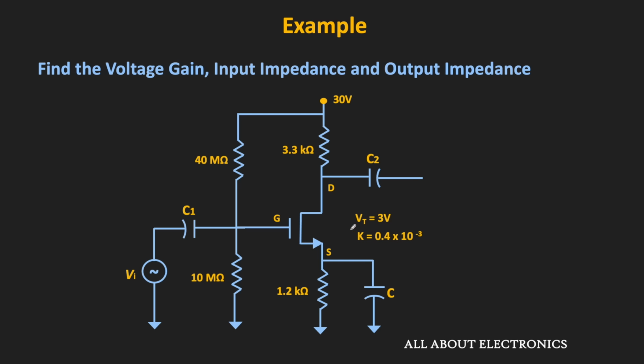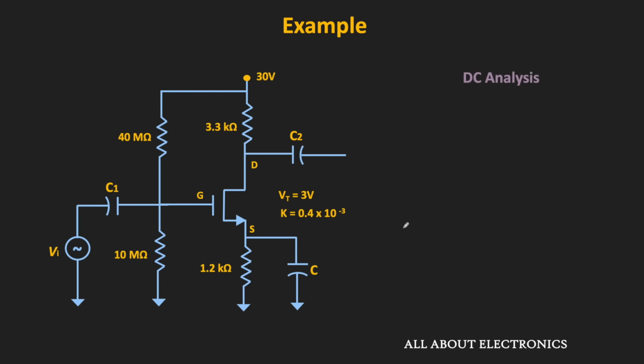And here, we have also been given the threshold voltage as well as the device constant for the MOSFET. So for the small signal analysis, we need the value of the transconductance. To find the value of the transconductance gm, first of all let us do the DC analysis. For the DC analysis, all the coupling and bypass capacitors will act as an open circuit.